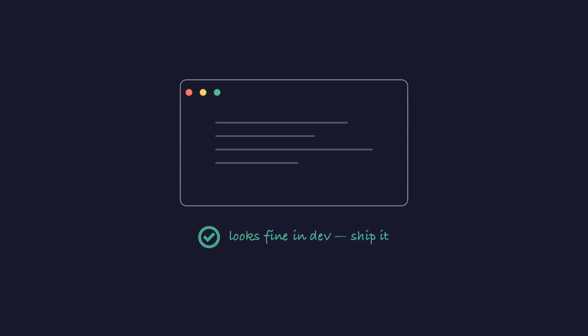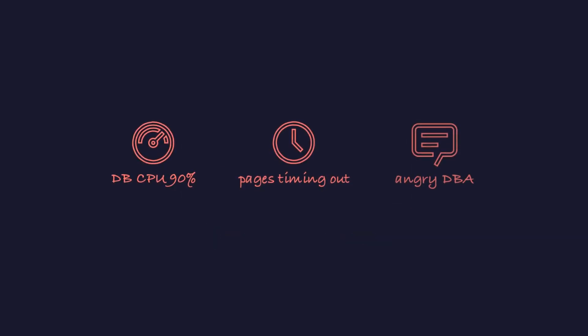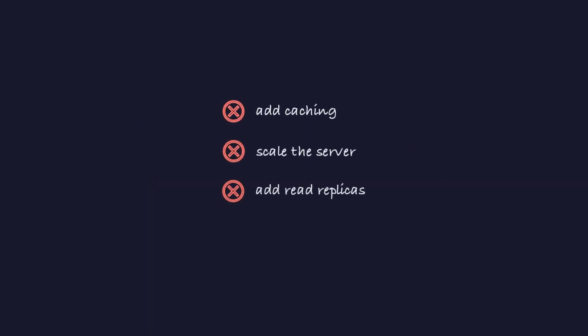Your app looks fine in development. Clean code, everything works, so you ship it. 3 months later, traffic grows. Your database CPU is pinned at 90%. Pages are timing out. Your DBA is sending angry Slack messages. You add caching, you scale the server, you add read replicas, nothing helps enough.